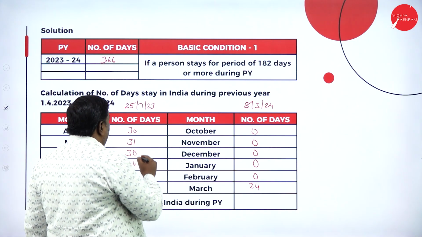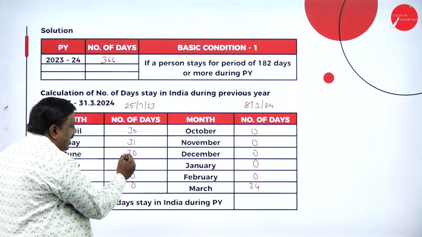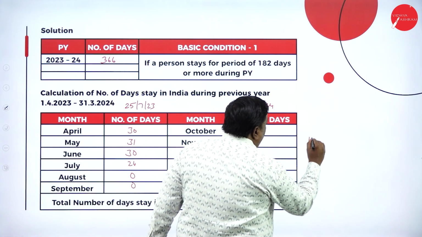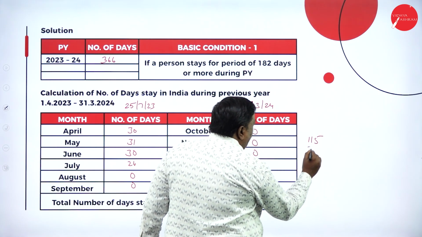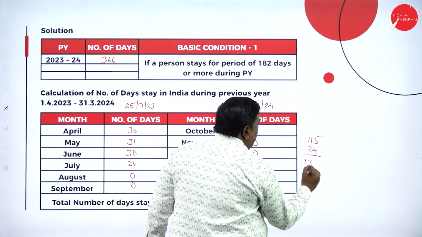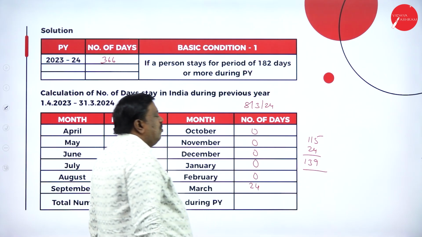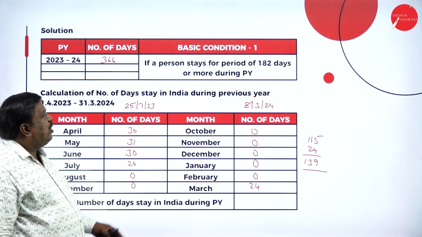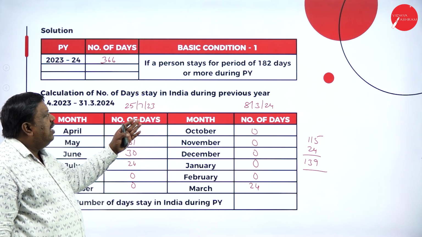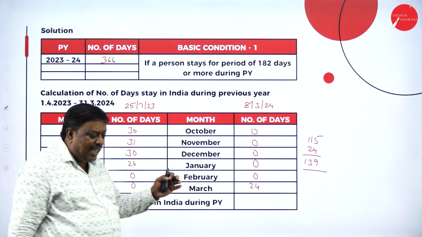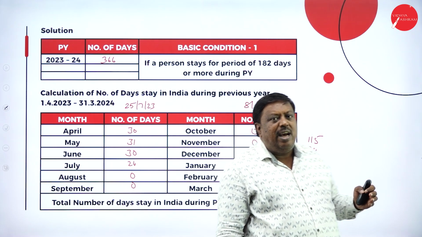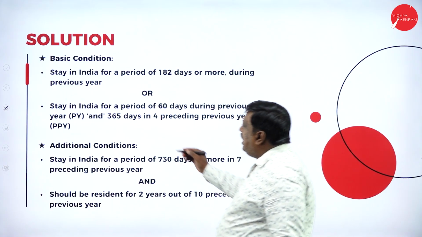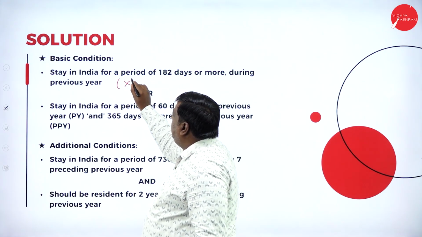So now 30, 60, 90, 115 and 24, that is 139 days. For how many days was I in India? 139 days. So I couldn't satisfy or fulfill the condition as per the Income Tax Act 1961. I failed to satisfy the first basic condition. So I couldn't satisfy my first basic condition.